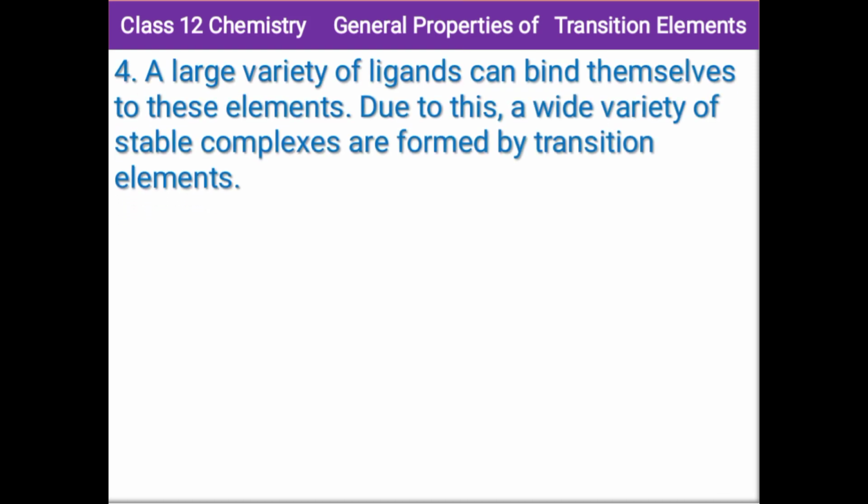Number 4, a large variety of ligands can bind themselves to these elements. Due to this, a wide variety of stable complexes are formed by the transition elements. Students, ligands are those ions or molecules which can donate their lone pair of electrons to these transition metal ions. The transition metal ions have high charge density. That is why they attract the lone pairs of these ligands and accommodate them around their nuclei. That is why they make strong and very stable complexes.